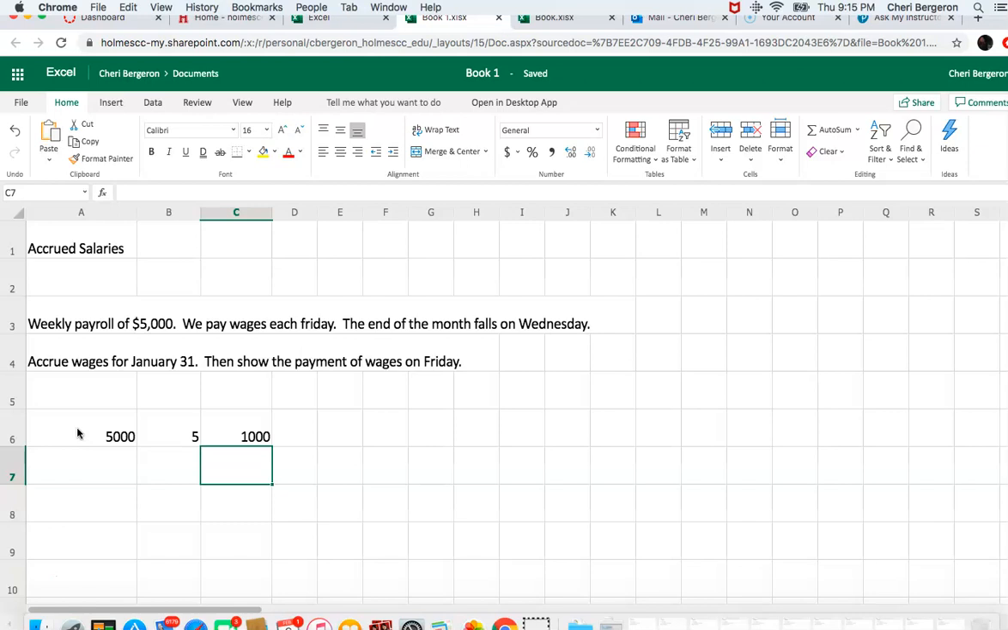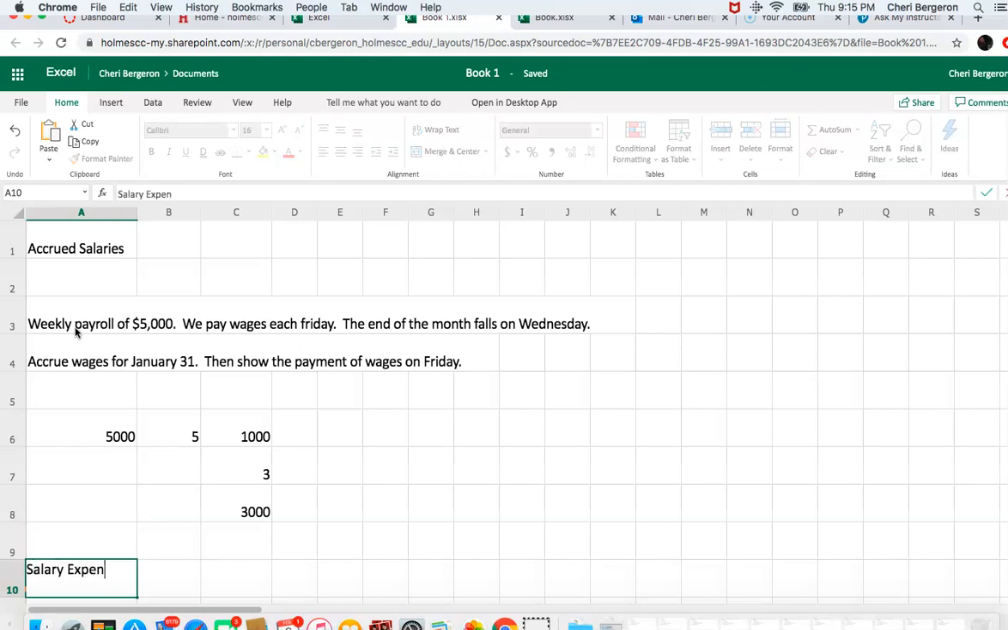Then you need to accrue the wages for 3 days because Monday, Tuesday, Wednesday is 3 days. So basically you're going to accrue Monday $1,000, Tuesday $1,000, Wednesday $1,000. So that's $3,000. So you would just multiply that by the number of days and you would get the amount to accrue. So when we say accrue, what we mean is to make the journal entry that shows salary expense and salary payable.